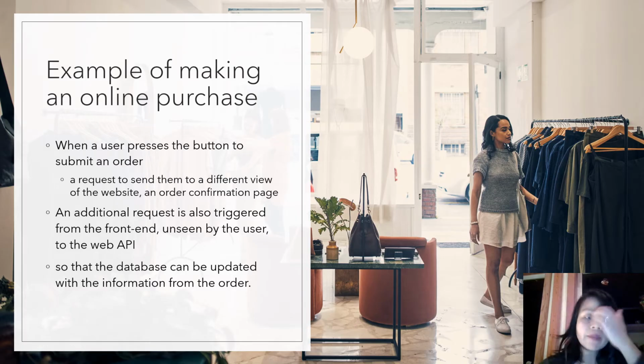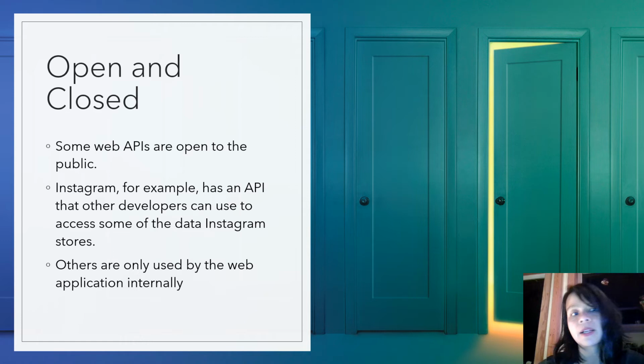So, an example of making an online purchase. Let's take a look at that. When a user presses a button to submit an order, a request is made to send them to a different view of the website, an order confirmation page, okay? An additional request is also triggered from the front end, unseen by the user, to the web API. So the first thing that happens, they see a different page that says, okay, you've bought your shirt. That's in the front end. But there's also something else happening in the back end so that the database can be updated with the information from the order. Okay, so there's something else happening back there as well.